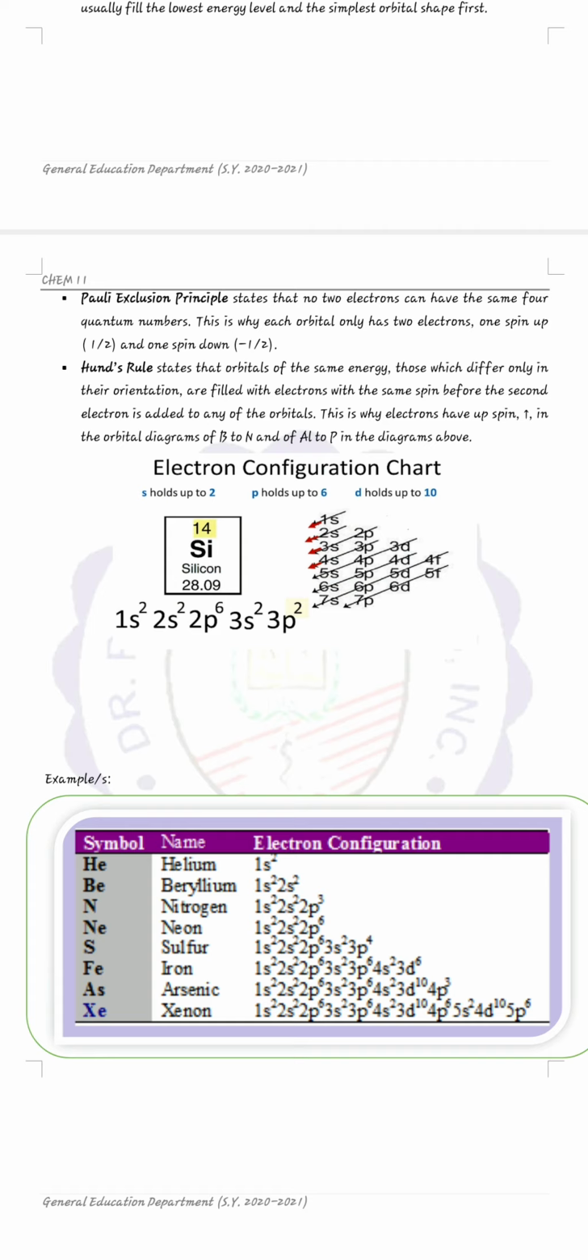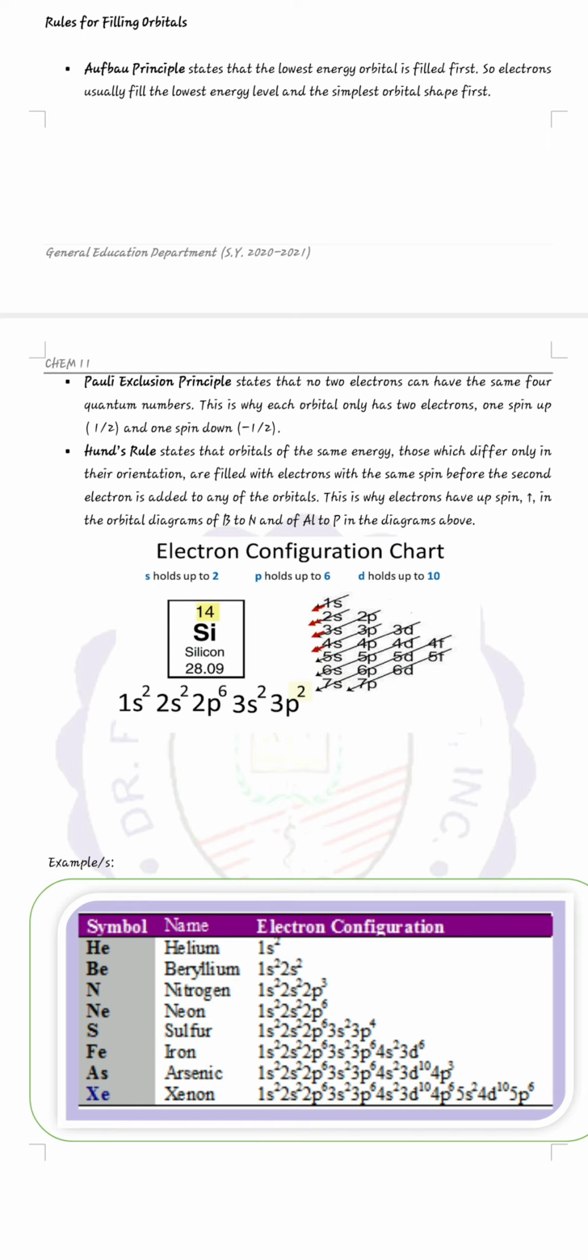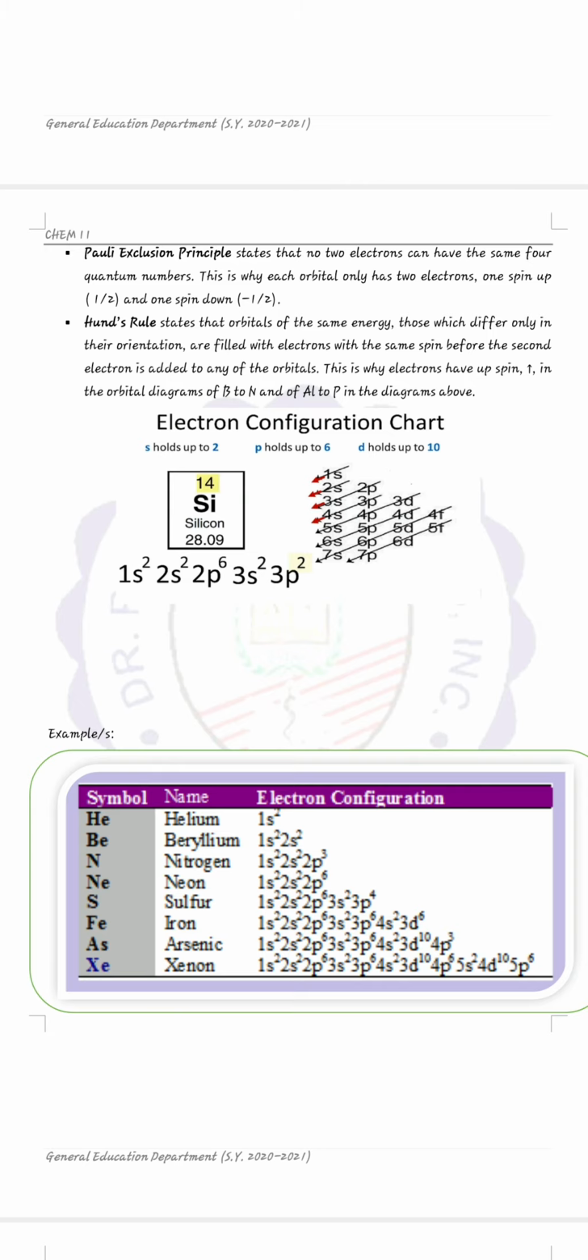So, yun na nga, electrons in the same orbital have the same first 2 to 3 quantum numbers. So yan. So that is the Pauli exclusion principle. It is very different to Aufbau, kasi sa Aufbau, it states from the lower to higher energy level. But in the Pauli exclusion, it focuses on the number of electrons.